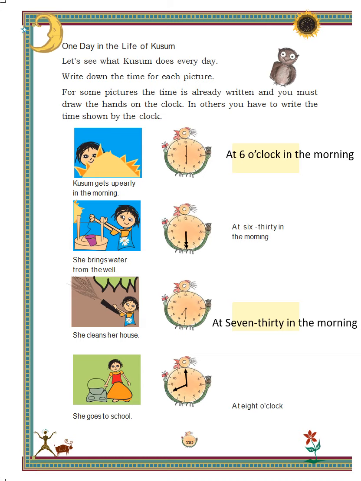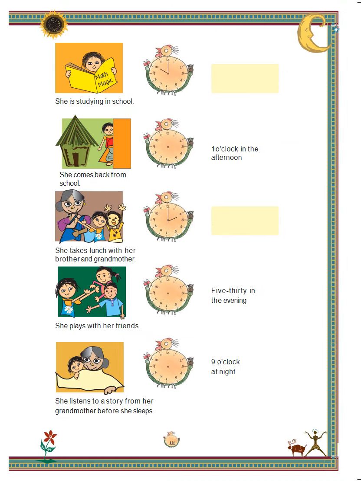The time is now 10 o'clock on the clock and she is studying in school. So, write here 10 o'clock. She comes back from school at 1 o'clock in the afternoon. Hence, set the hour hand at 1 and the minute hand at 12. Do the same in your book.